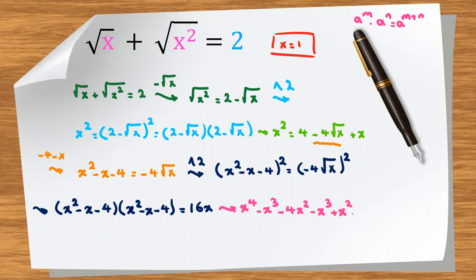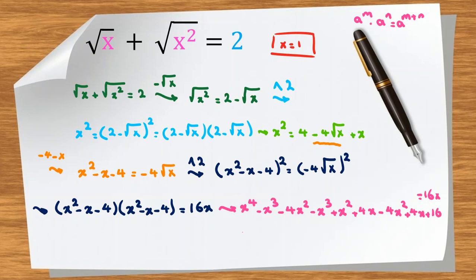minus x times negative 4 is plus 4x, minus 4 times x squared will be minus 4x squared, minus 4 times minus x will be plus 4x, minus 4 times minus 4 is plus 16, equal to 16x. Let me write it here, 16x for this. Now we should simplify.